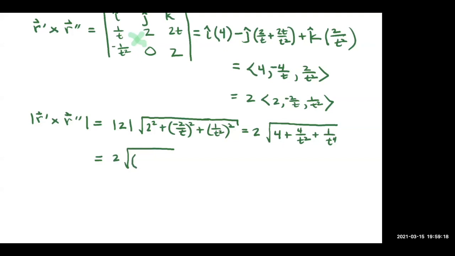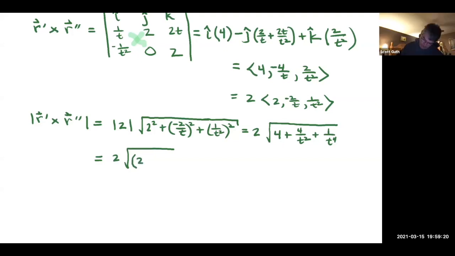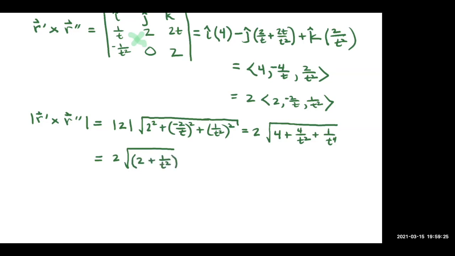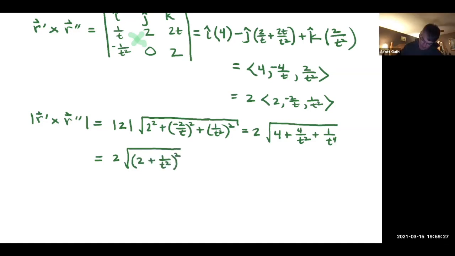2 plus 1 over t squared. Good. So squared. And again, technically, let's just always be good: put absolute values down before we get rid of them. So we have the absolute value of 2 plus 1 over t squared, like that.